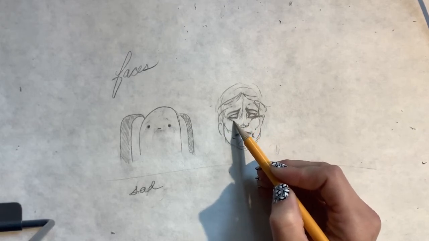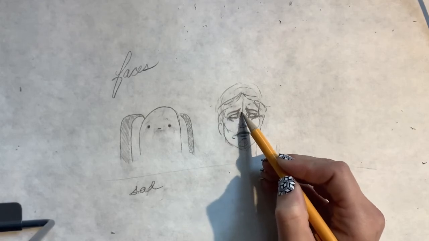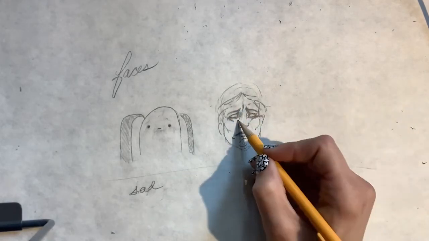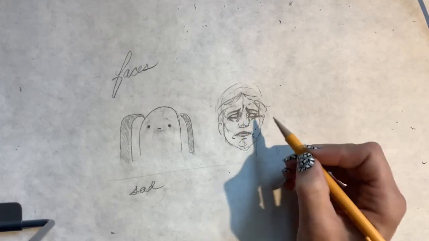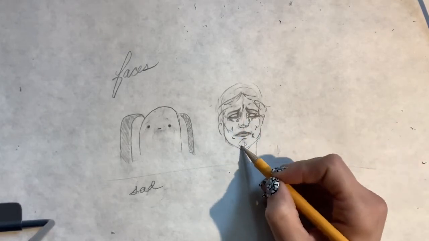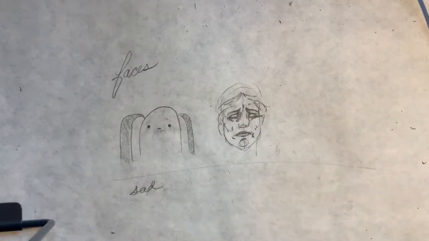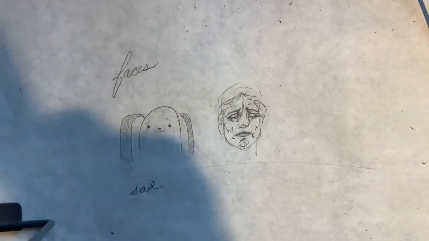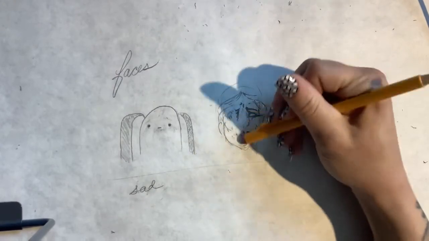The cheek rising makes this flat. A furrow in the brow. Tears. Back to base.